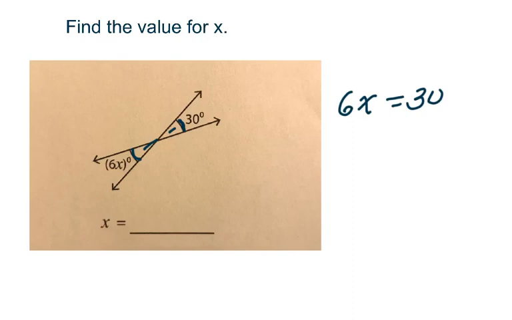So 6 times x equals 30. So to do the opposite, we're going to divide. So x equals 5. So right here, x equals 5. It is as simple as that.